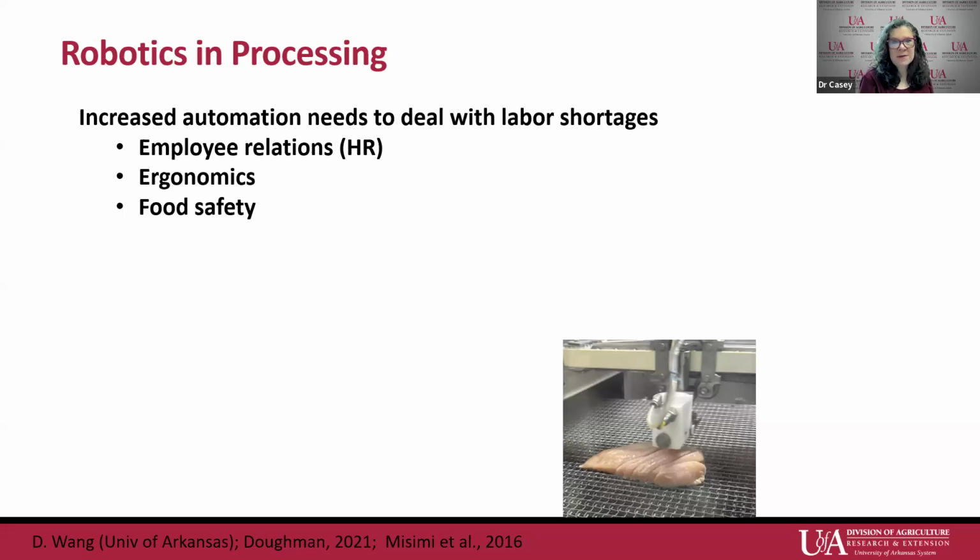Robotics are being used a lot more in processing, so I'm just going to be very quick on this. It's not the goal of this particular presentation, but I just want to show you some things that are occurring out there. Robotics are coming along in lots of different areas. This is a fillet that's being cut with robotics to give you the portions, sizes that a processor might need. But it can address employee relations, HR, ergonomics, food safety, dealing with labor. We have labor shortages here in the U.S., and we need automation that can address that.